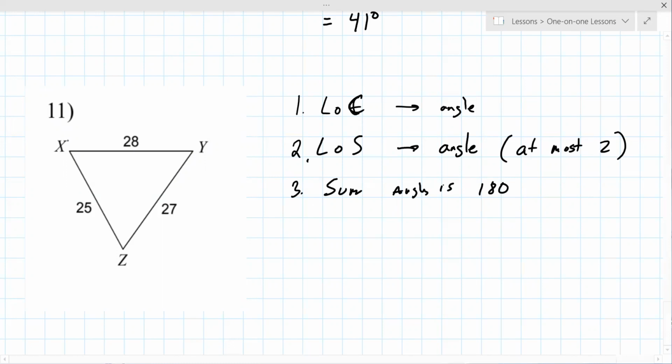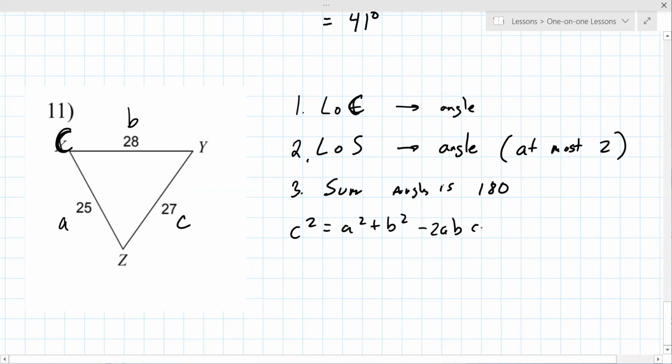Okay, to do this problem, I'm just going to arbitrarily choose x to be angle C. The side across from it is little c, and then I'm just going to call the other sides A and B. It doesn't matter, I made it up. So c squared equals a squared plus b squared minus 2ab cosine big C. You have to get comfortable with the formula. You'll probably have to remember it for an exam.